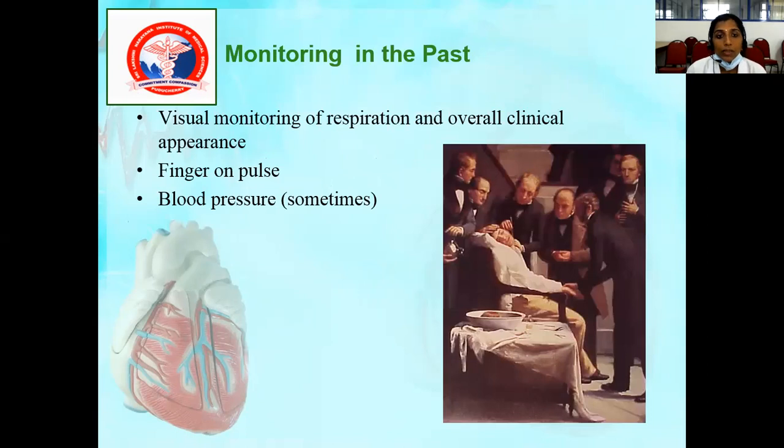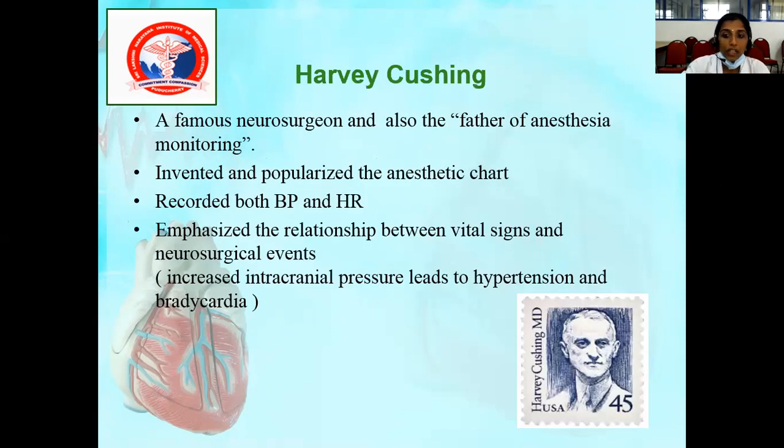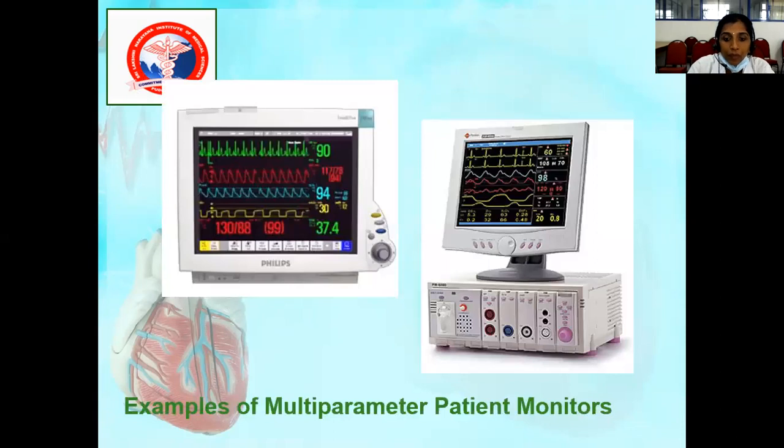Of course, in the past, we didn't have so many monitors. Only by visually seeing the chest rise and by having a hand on the pulse, that is how people used to conduct anesthesia. But with the advent of modern technology, modern anesthesia, Harvey Cushing, who is the father of anesthesia monitoring, invented and popularized the anesthesia chart. And he said that recording the blood pressure and heart rate and the relationship between them is very, very important. He is also the one who described the Cushing's reflex.